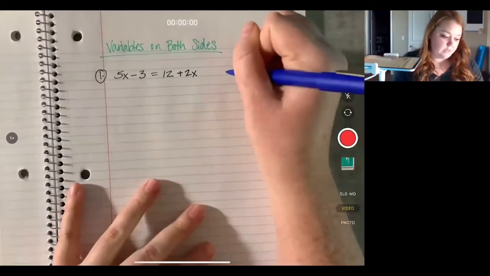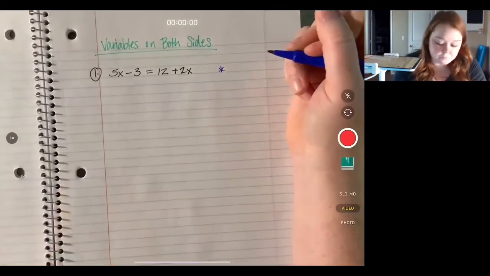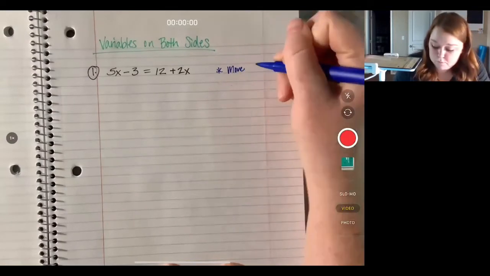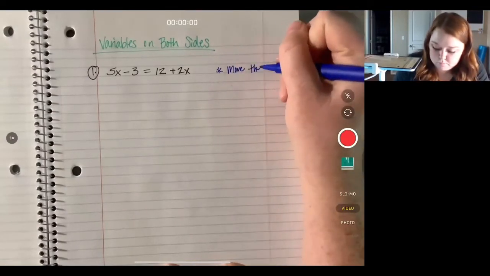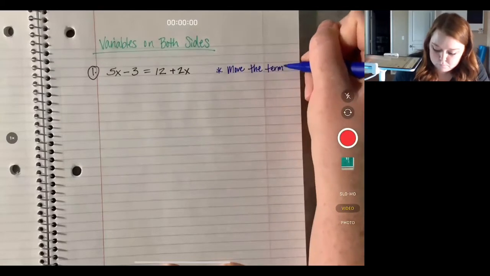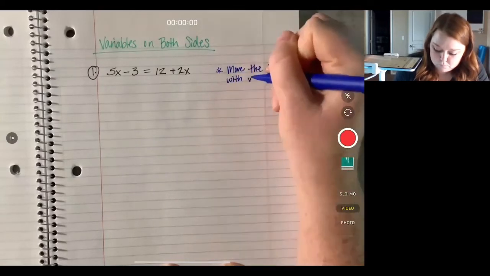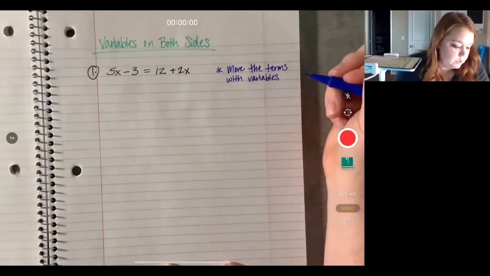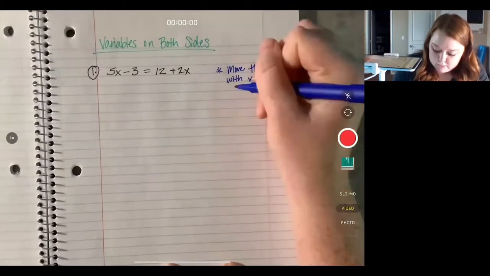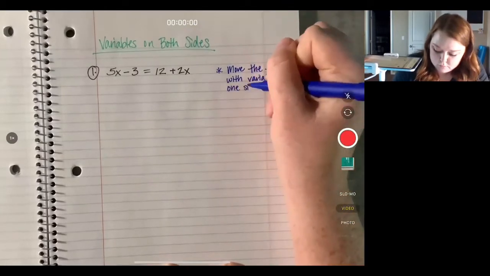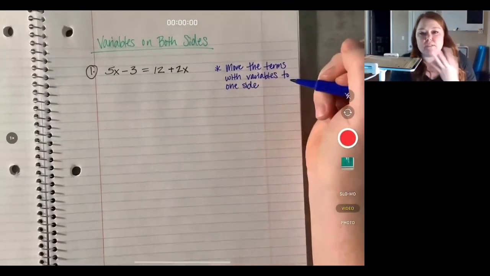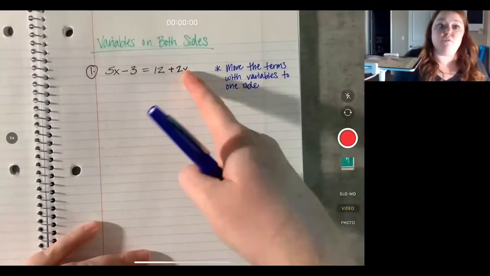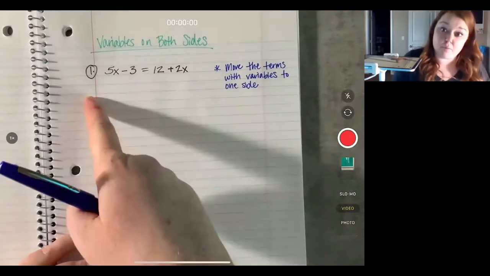So here's what I would write. I'm going to write some steps or notes off to the side. Move the terms with variables to one side. And then when I say move, I'm literally talking like, I don't want 2x to be over there. I want to move it to the left. I want it to be with the other variable term.